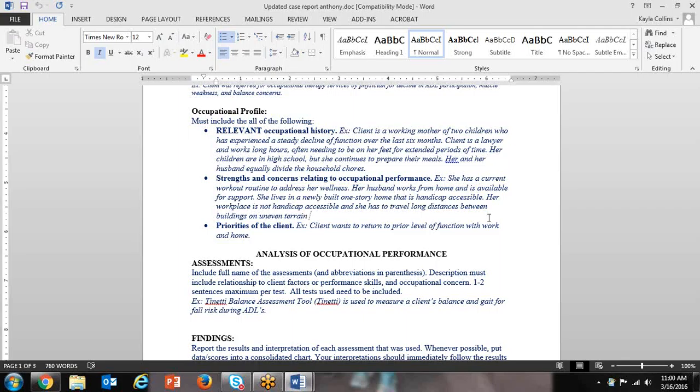Anything about what they do every day. He's in 4th grade. He rides the school bus. Do not just copy and paste or rewrite what is in the case report. Summarize it. It should only be a couple sentences. What's very important: any strengths or concerns relating to the occupational performance, so the parents are very involved, or has a certain piece of adaptive equipment. And the priorities of the client. What are their goals, or what are the parents' goals?